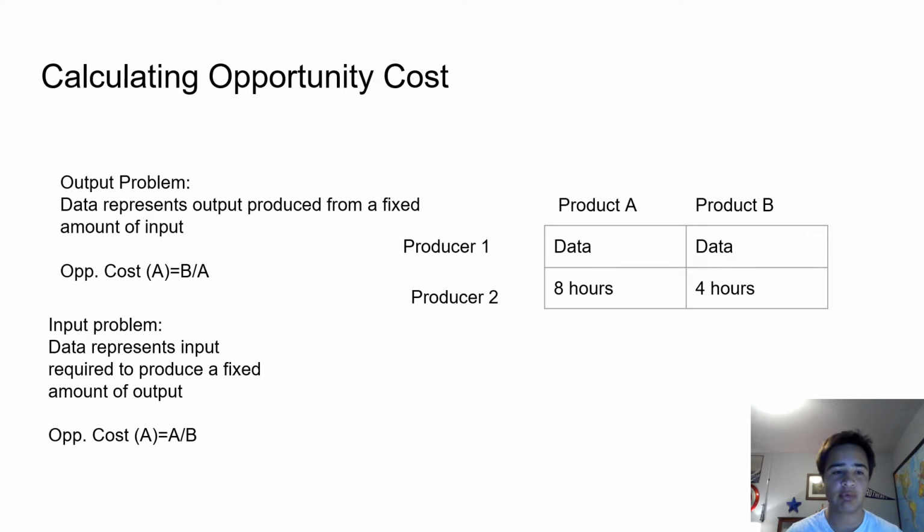So if producer 2 chooses to produce 1 hour of unit A, how many of product B could have been produced? The amount of goods that could have been produced. That's what you're trying to figure out.